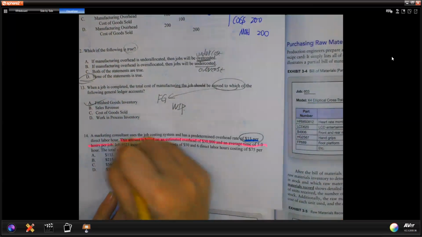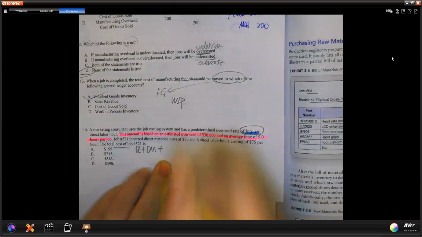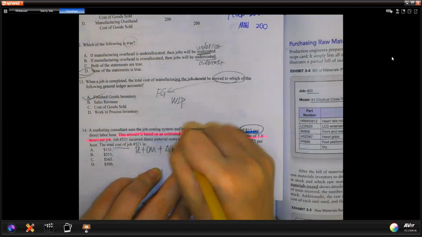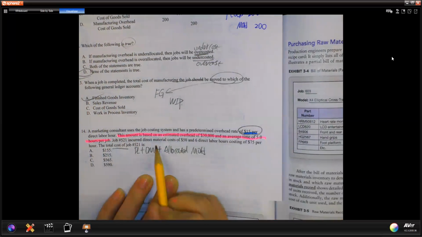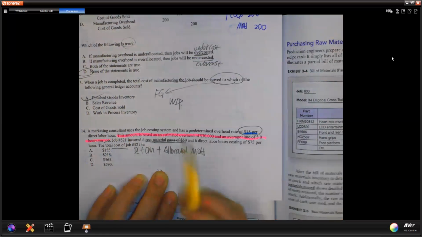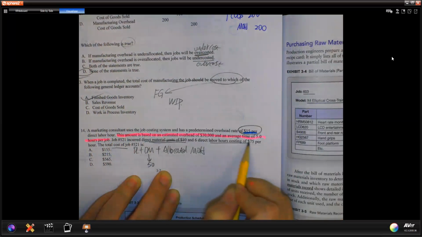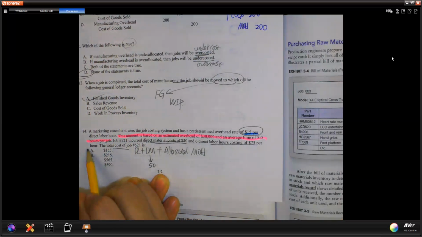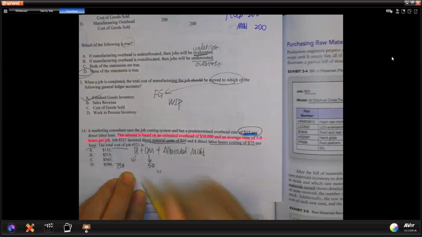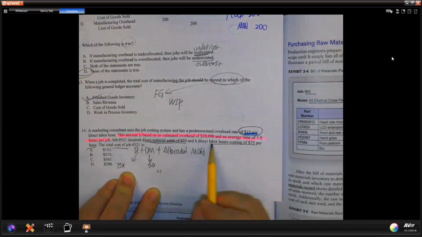The job incurred direct material and direct labor, and then how do you get the total cost? We said total cost is your direct labor plus your direct material plus your allocated manufacturing overhead. Direct material incurred is 50. Direct labor is 75 per hour. How many hours? 6 direct labor hours.